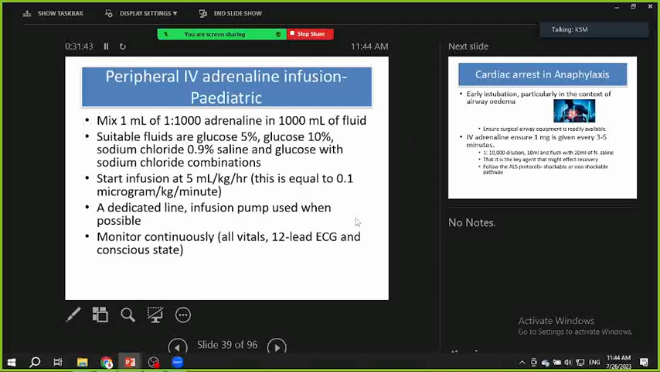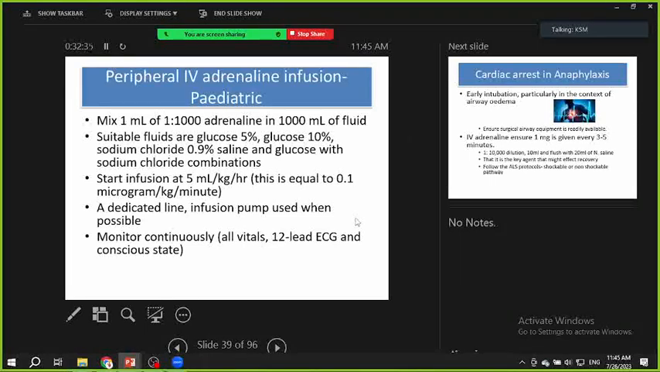How about the peripheral IV adrenaline infusion in pediatrics? You have to mix 1 ml of 1 in 1000 adrenaline in 1000 ml of fluid. Suitably, they say 5% glucose or 10% glucose added to normal saline. Start the infusion at 5 ml per kg per hour. This is equal to 0.1 microgram per kg per minute. Note it down and go and do the calculation. The same thing applies: you need a dedicated IV line. And please consult your senior pediatrician or intensivist, because this is very difficult to manage, especially when it comes to intubation. So this is the starting of infusion in a ward setup.